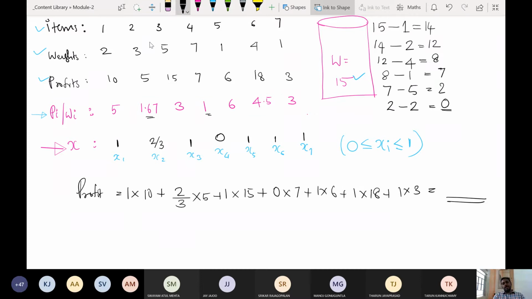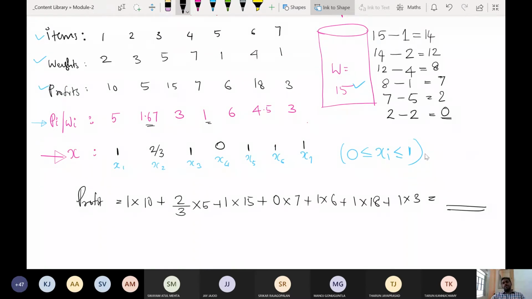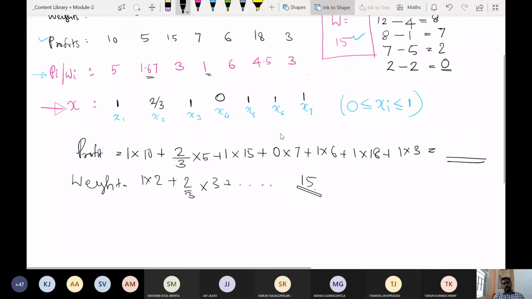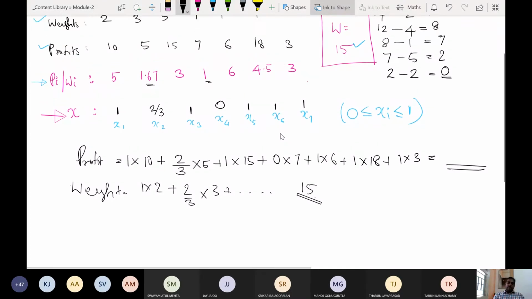So in the case of fractional knapsack, your knapsack will always be filled. If you have something remaining, you can include that much fraction of the next item. So it is completely filled. You can find the weight also. If you compute, 1 into the weight of the item, which is 2, plus 2 by 3 into the weight, which is 3, and so on, you will get 50 for sure. Okay, so this is the problem and this is the solution.